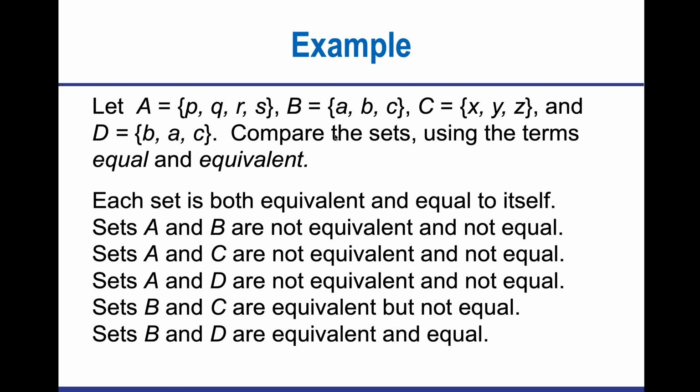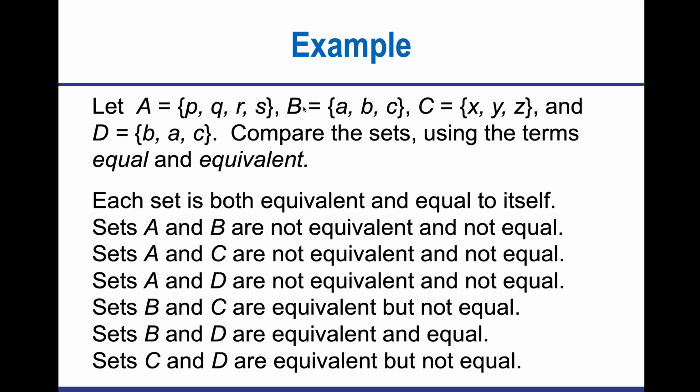Sets B and C are equivalent but not equal because they have the same number of elements. And sets B and D, if you look at D, it's just written in a different order than B. So they are equivalent and equal.